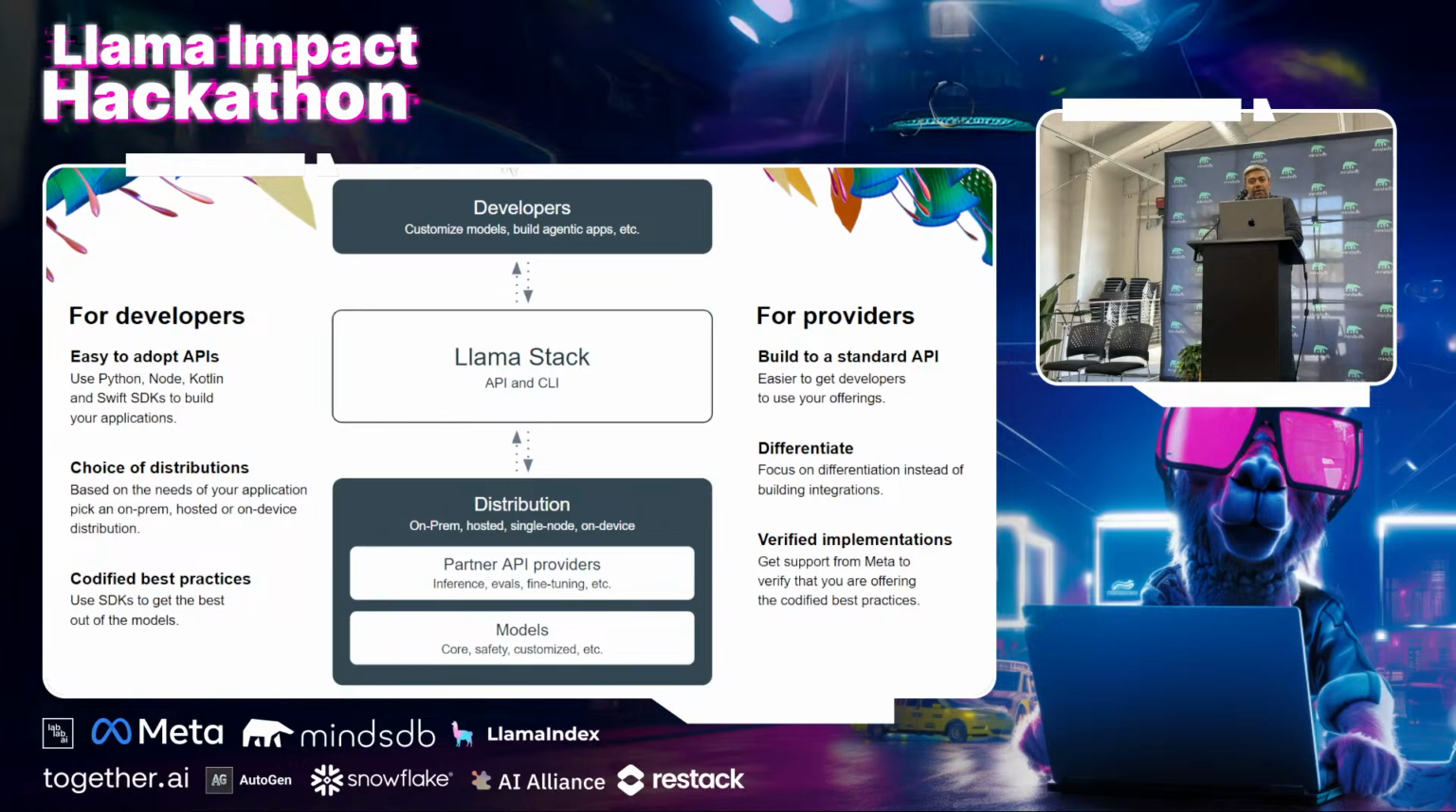And for providers, and these are all the folks that are providing services, there's now a standard API to build towards. They don't have to work on building a bunch of integrations. And they're able to actually focus on a lot more around differentiation. So if you think about Together or Fireworks, they're focused a lot on very, very high performance inference. They don't have to worry about how people are building agentic apps with different, let's say, vector databases, because they're all available as providers for memory in Llama Stack.